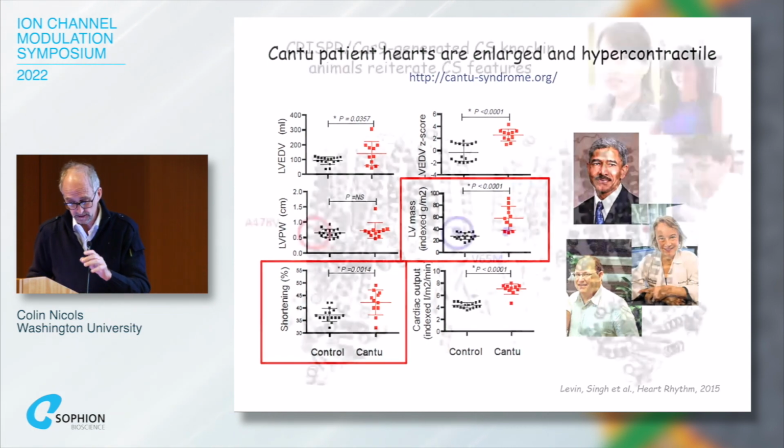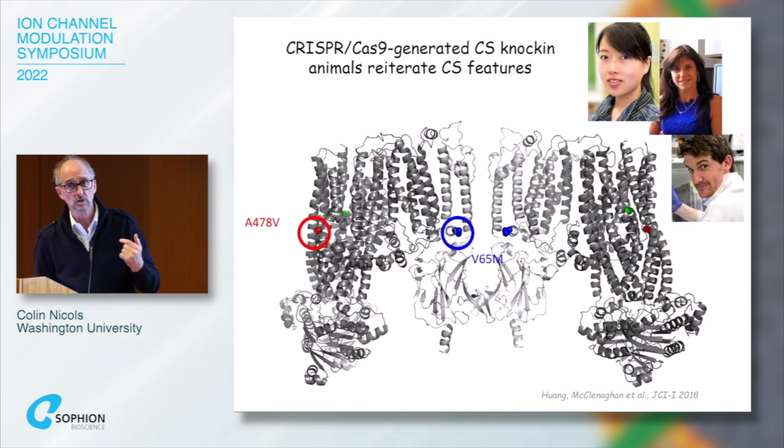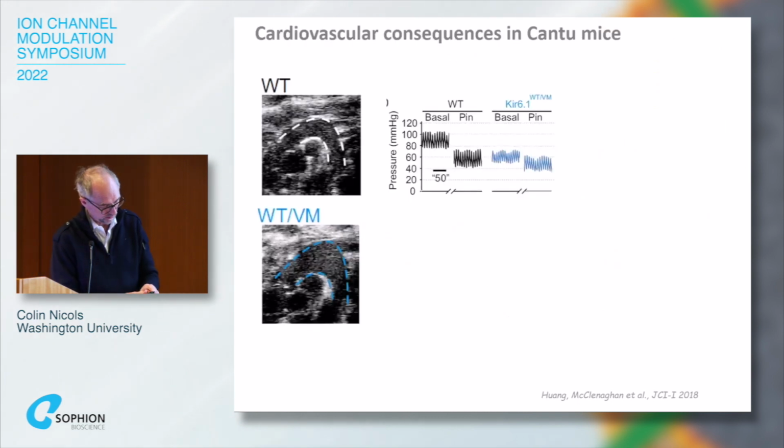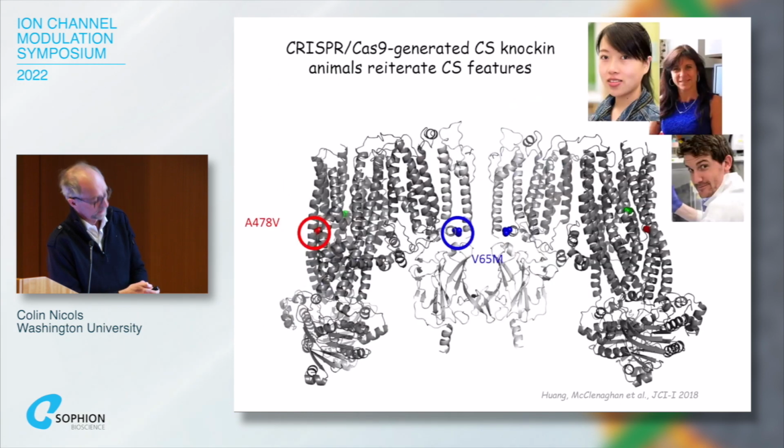So to get further insight into what's going on, and to begin to look at how to develop some sort of therapy for this, we started generating CRISPR-Cas9 knock-ins of Cantu syndrome mutants. The work I'm going to show you now is predominantly the work of Yan Huang, who was a student from China. She's gone back to China now, together with Connor, that's cheeky chirpy Connor down there, and my long-term collaborator, Maria Remedy, who generated the animals in the first place.